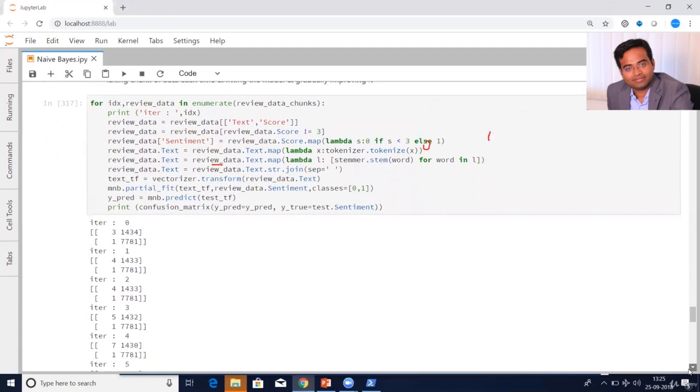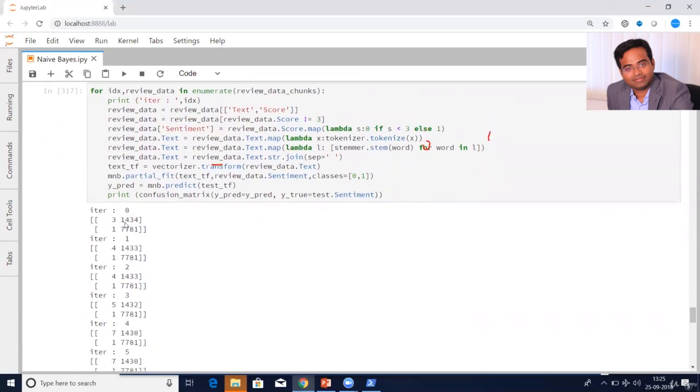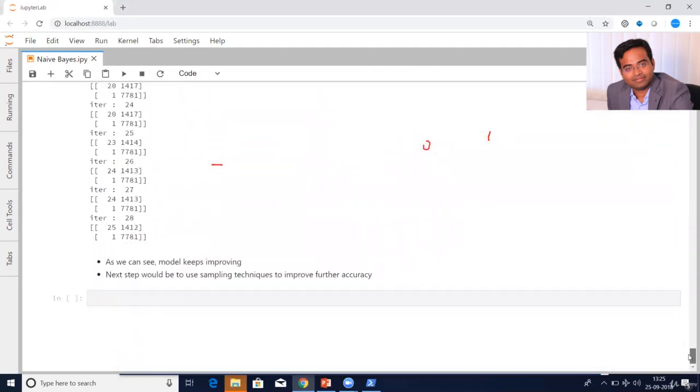So without doing a lot of stuff, we can see here, first time, this was the misclassification number. I'm printing the confusion matrix here. This is the misclassification, and next time it improves. So with just 20 iterations, I could see a good change in the number of misclassifications. So you can further continue training the model using this data, or you can use sampling techniques to generate more data and train the model further, and you can see a better result coming out of this.